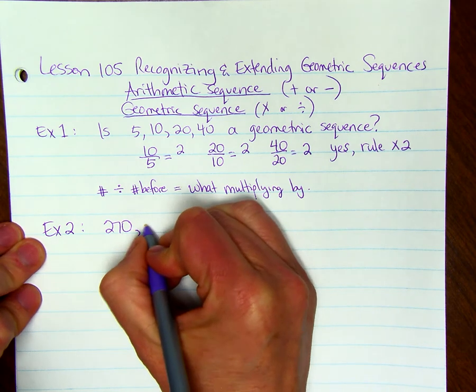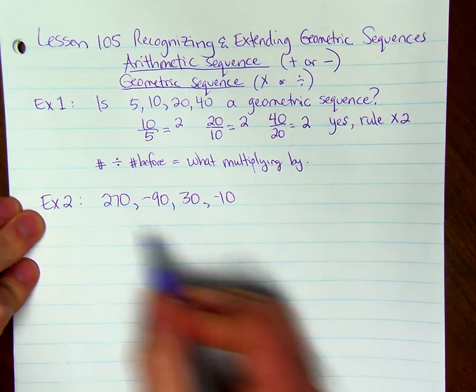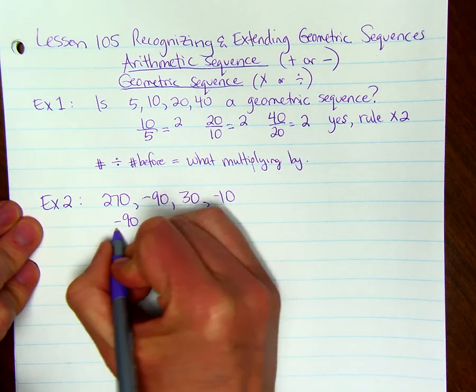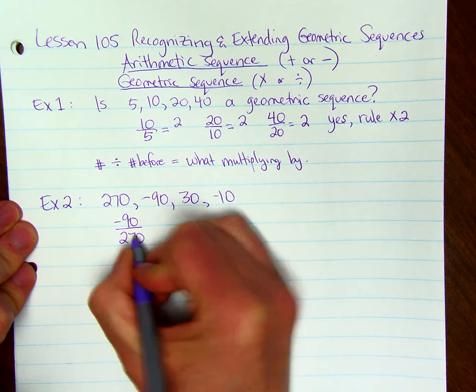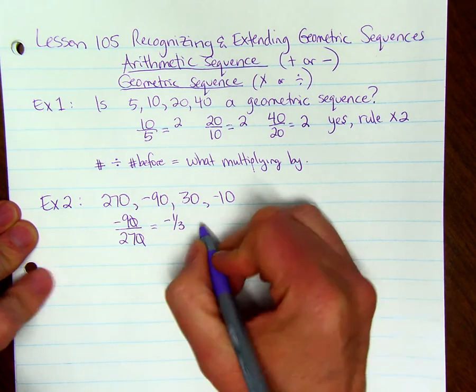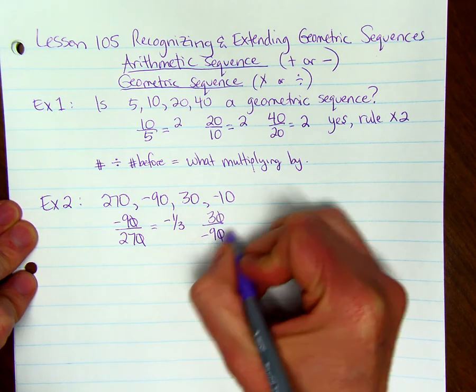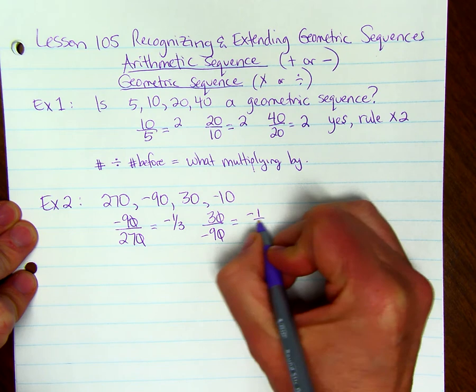We want to know, is this a geometric sequence? 270, then negative 90, 30, negative 10. So if we take the number negative 90 and divide it by 270, that reduces to negative 1/3. And then if we do 30 divided by negative 90, that also reduces to negative 1/3.